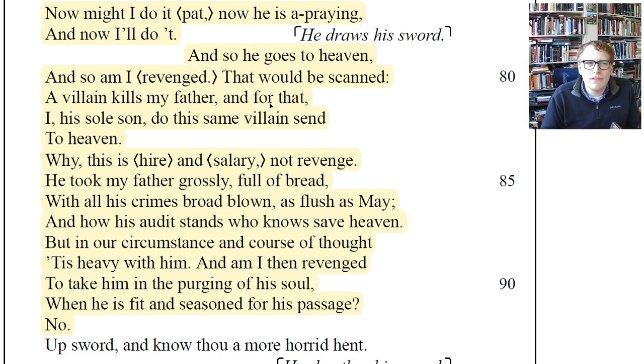A villain kills my father, and for that I, his sole son, do the same villain send to heaven? Now, this is hire and salary, not revenge. So he decides, I'm not going to send him to heaven. I want to send him to hell instead, or purgatory, or a place of punishment. If you kill him while he's praying, cleansing his soul, that won't do.